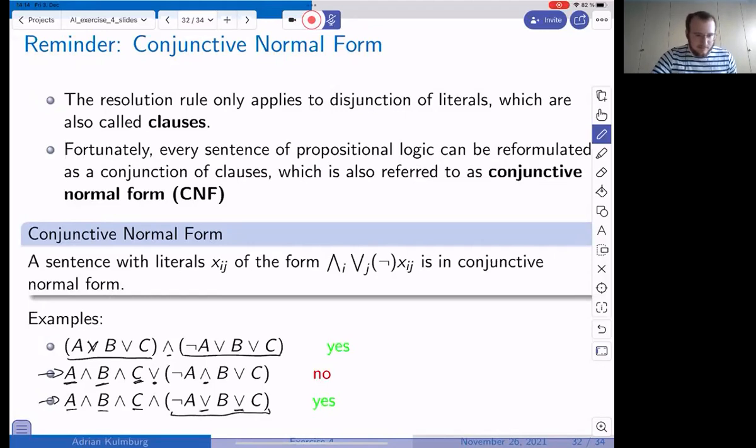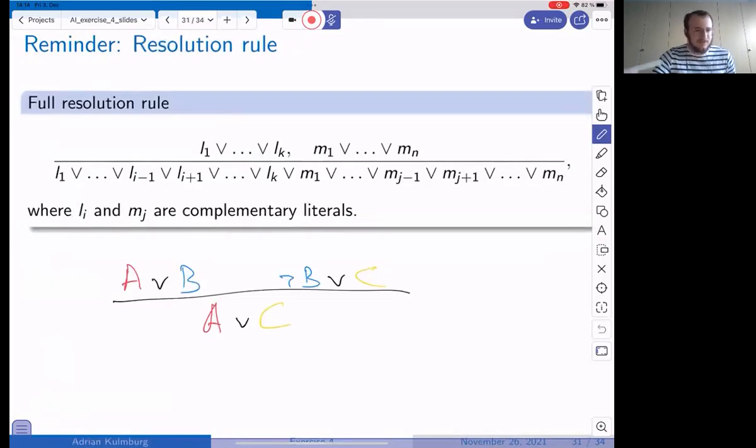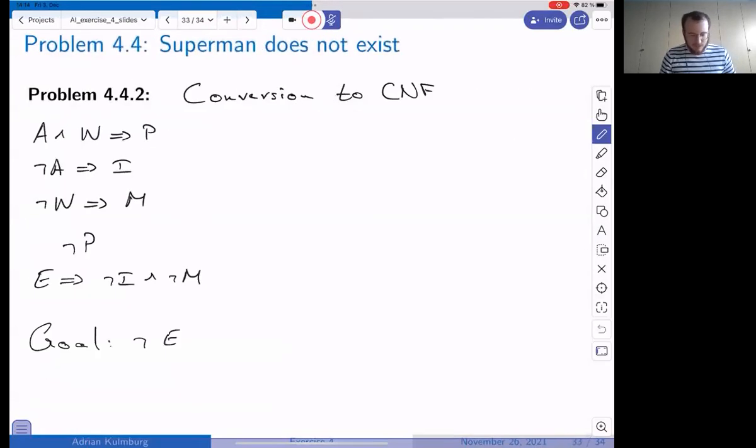Somebody asked, please go back to the last slide, 31. I'm not sure what I can say more about this. I mean, you'll see it in action in a minute.